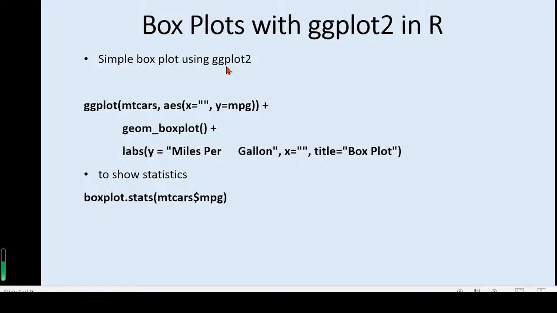So if we want to use ggplot2 to plot the box plot, you can just use the geom_boxplot function. So we will show, for example, using the dataset mtcars in R, and the value is mpg. So we just put geom_boxplot in the ggplot function, then with a label. And we can also show the statistics for these 5 values, minimum, maximum, for example, using the boxplot.stats function.